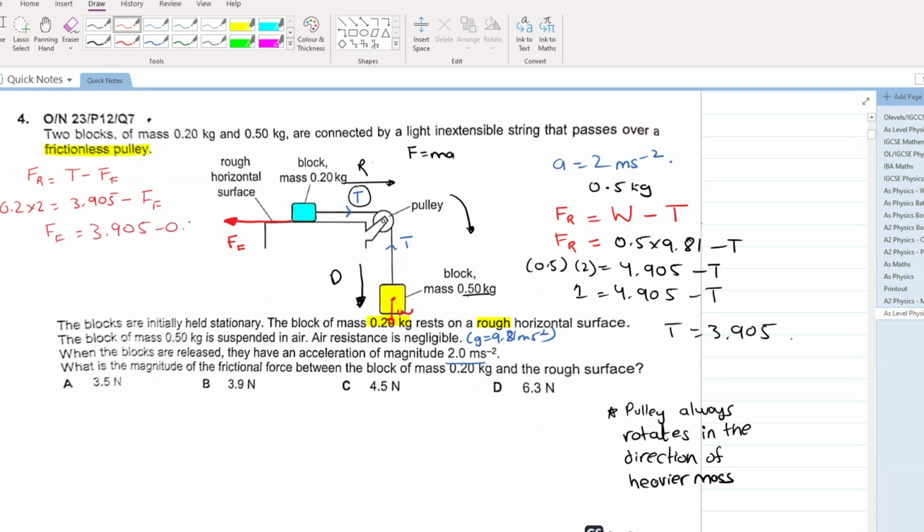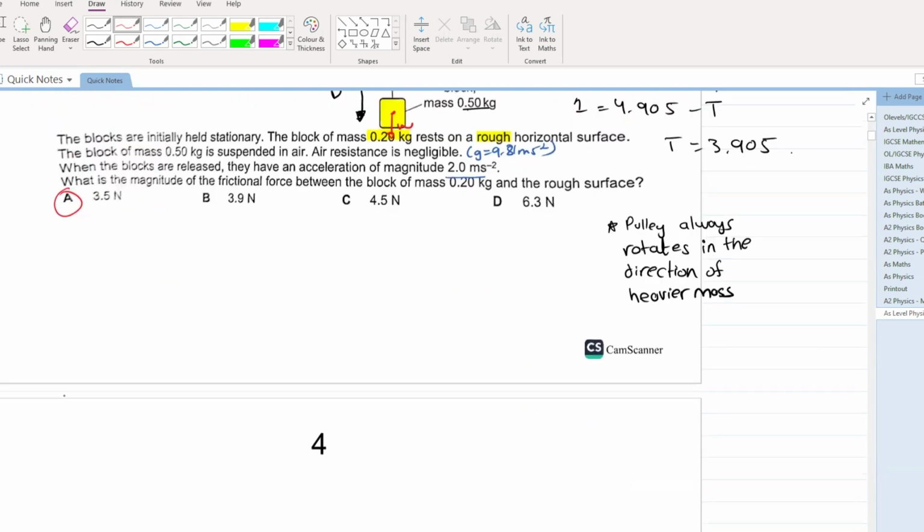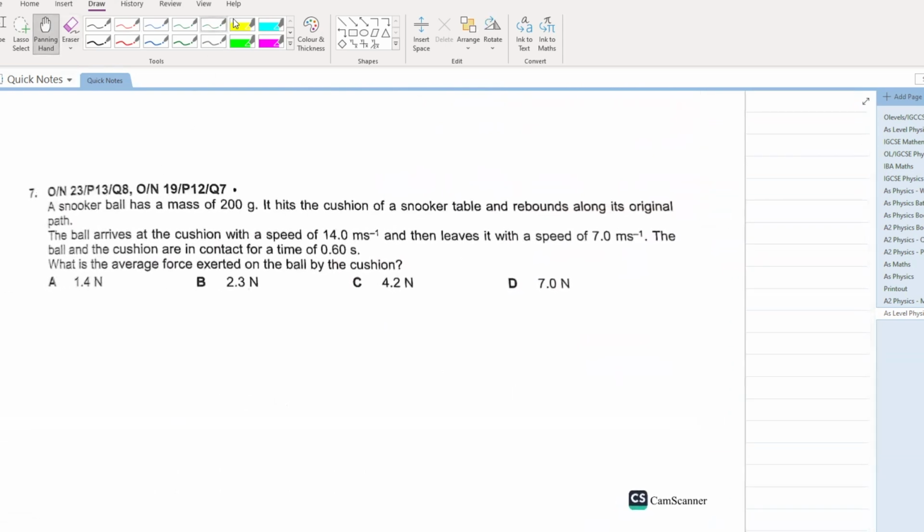3.905 minus 0.4. Your frictional force is 3.5 Newton. A is your answer. Simple. Let's further move ahead. A snooker ball has a mass of 200 grams. It hits the cushion of a snooker table and rebounds along its original path.